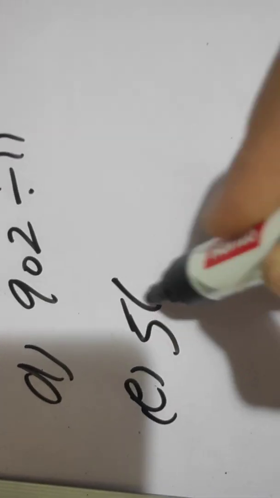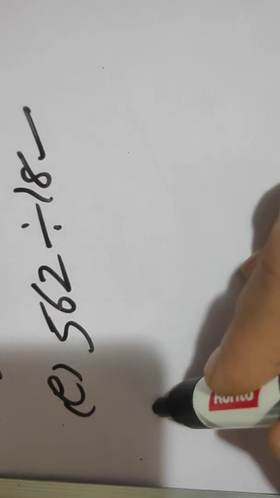Okay. So in this way you can do these questions. And see, D part you have to divide by 11. You will write the table and easily find out. Then D part is 902 divided by 11. This is very easy. You will write the table of 11 here and then find out. Then E part is 562 divided by 18. 18 table you also know. So write the table and do the division.